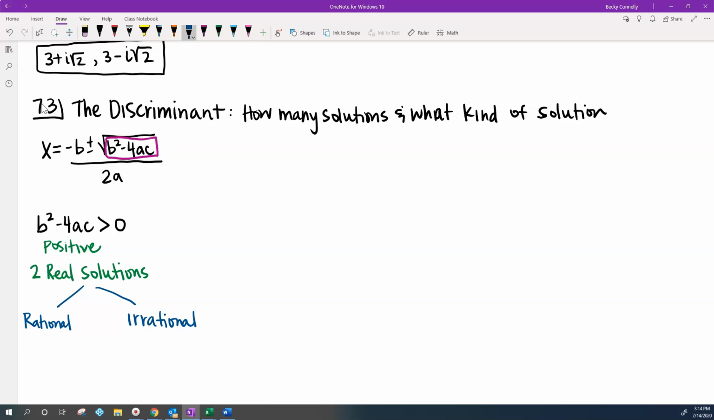Okay? And if they're rational solutions, that means that the positive number that you came up with was a perfect square. Oops, spelling perfect wrong. How imperfect is that, right? Okay, it is a perfect square, but it would be irrational if it is not a perfect square. And we'll talk about some examples of these too.